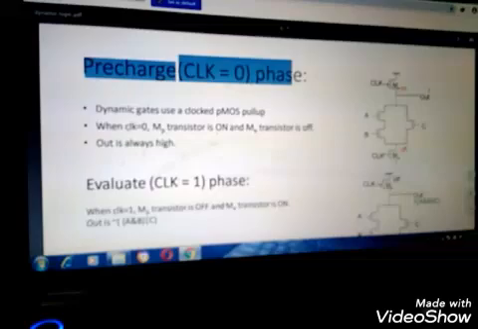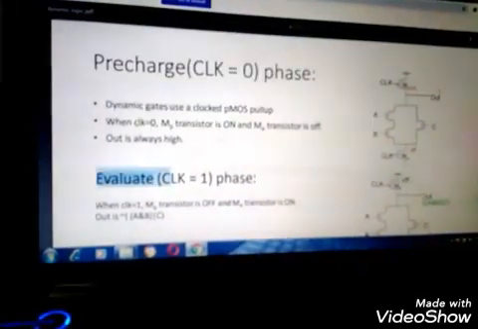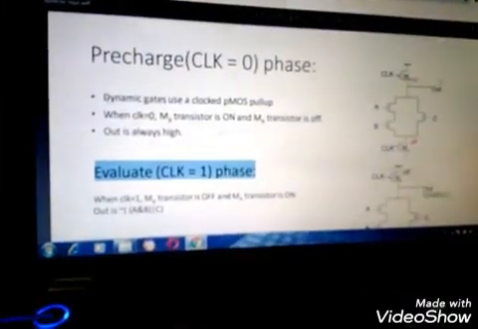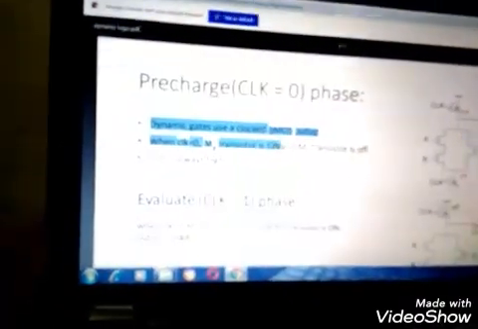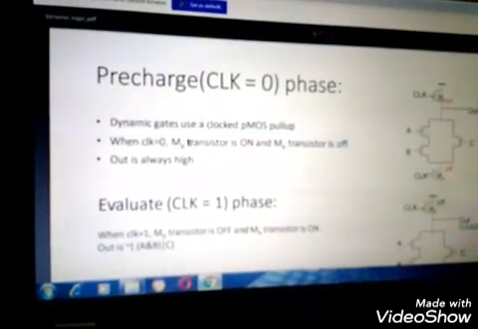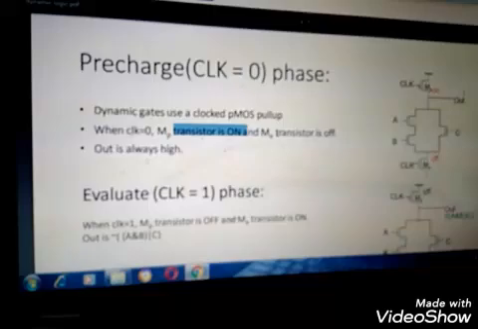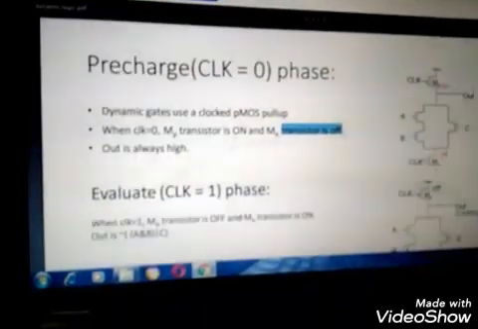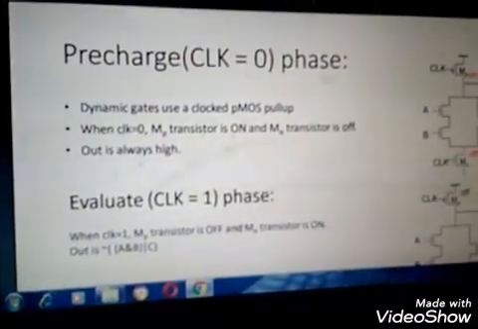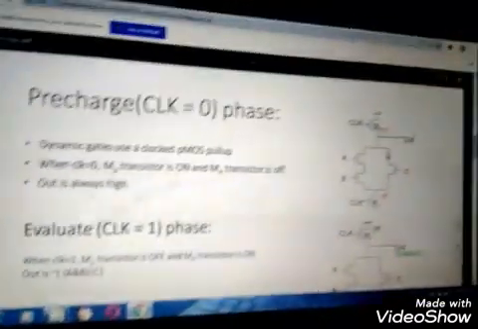So pre-charge phase when clock is equal to 0 and evaluation phase when clock is equal to 1. So what happens at the pre-charge? Dynamic gates use a clocked CMOS pull-up. So thereby the PMOS transistor is on and NMOS transistor will be in off condition. So that output is always high. So this can be understood by means of the circuit.